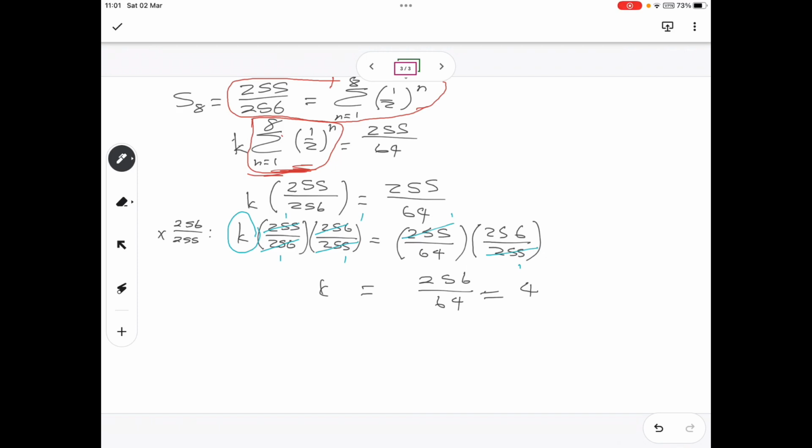So originally the question was to find the value of k, and we know that from using the sigma notation we're going to get 8 terms, but those 8 terms, when we add them, give us 255 over 256. So when we multiply them by a certain number, we get 255 over 64. And when we reverse work out that number, we get k equals 4.